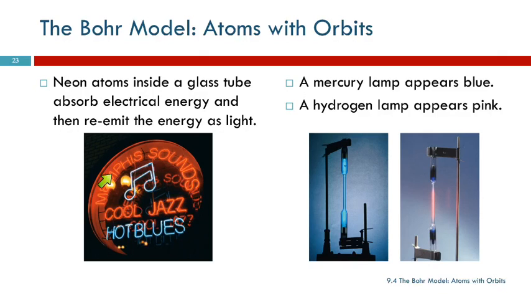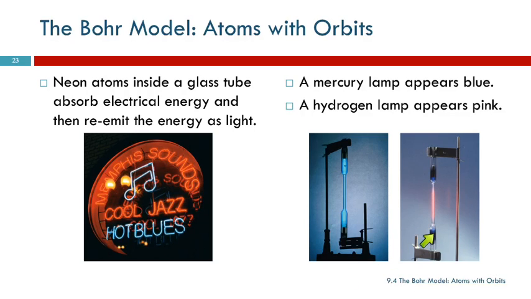What's happening here is the neon atoms are absorbing the electrical energy and then re-emitting it in the form of light. So they're basically converting electrical energy into light energy. This can happen with other elements as well. This is a mercury lamp. Same idea, but mercury inside instead of neon. It's not nearly as bright, but it gives this nice blue color.